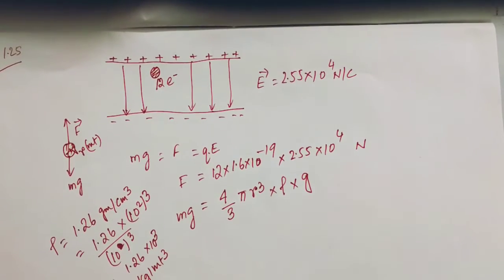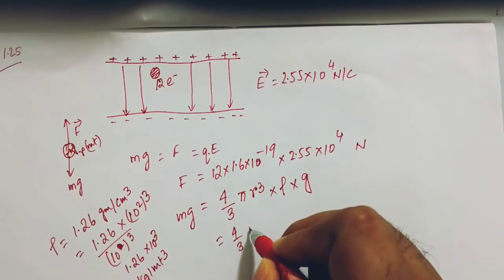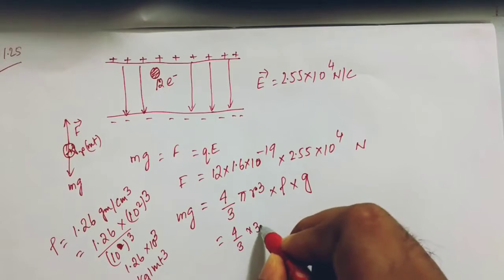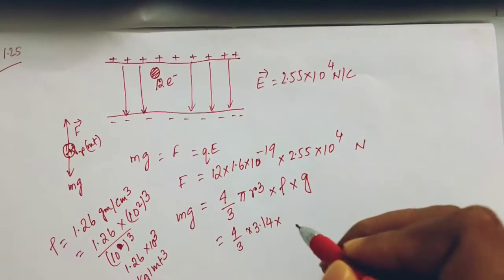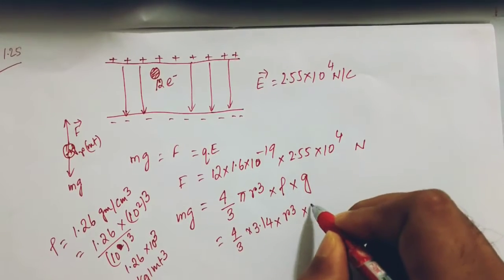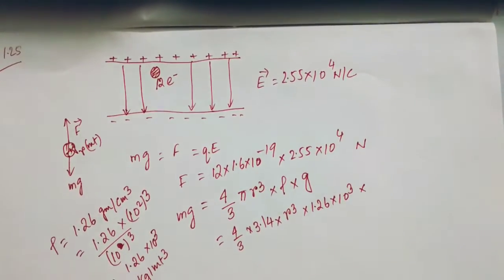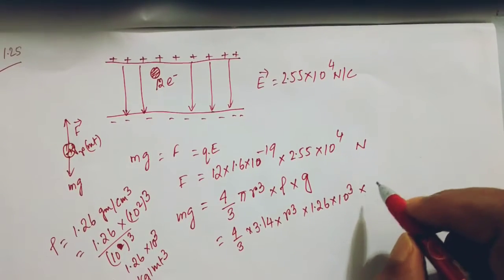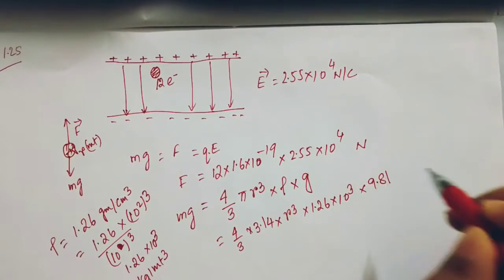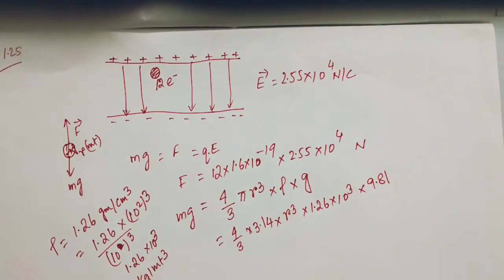Now put the values here: mg equals 4/3 pi, where pi you can write as 3.14, then r cube, and rho is 1.26 into 10 raised 3, and g is 9.81 meter per second square. Now let's equate both.